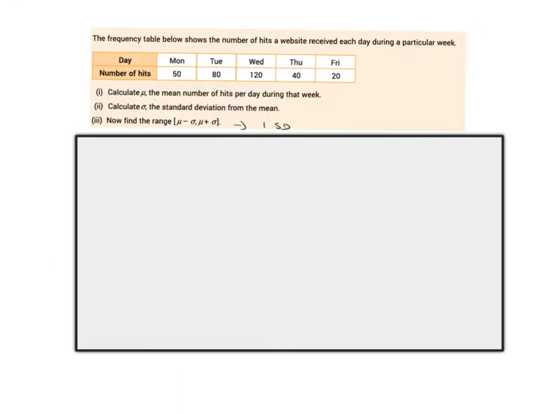Okay, so we're looking at a question now together. The frequency table below shows the number of hits a website received each day during a particular week. The first thing we're asked is to calculate mu. In our case we know what that is. Calculating mu is calculating the mean of the normal distribution. We should be able to do that nice and easily. So the mean equals, I'm going to add up all of the numbers.